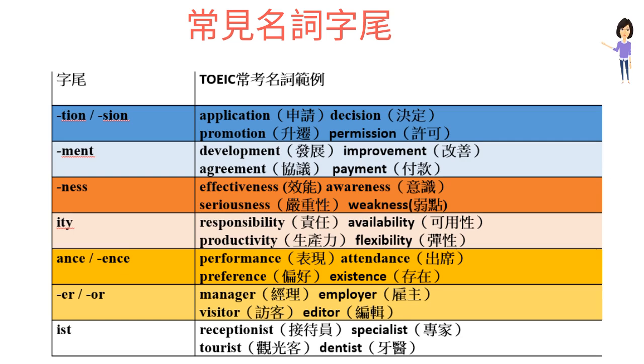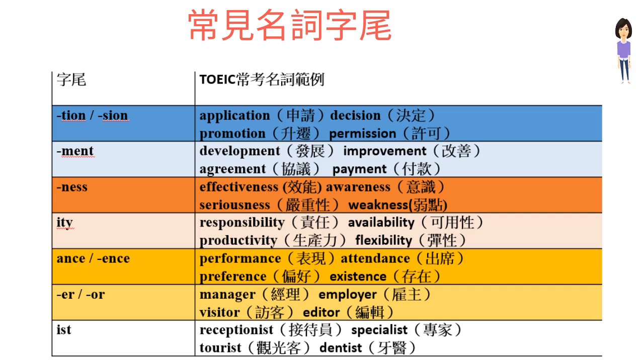Words with or describe a person who does something. Examples: manager, someone who manages. Employer, someone who gives jobs. Visitor, someone who visits. Editor, someone who edits.